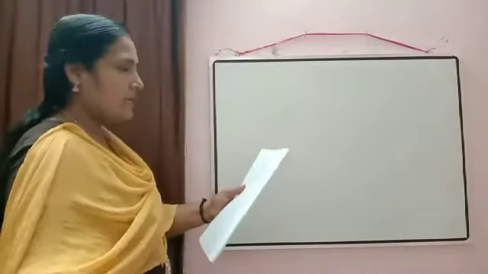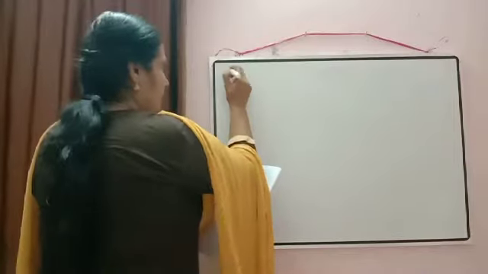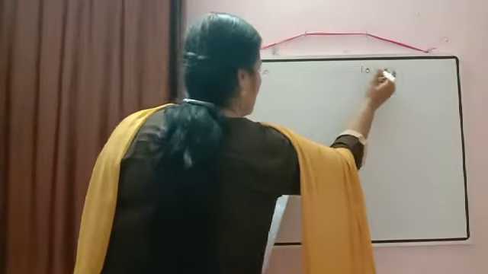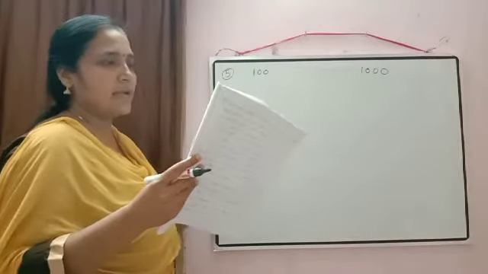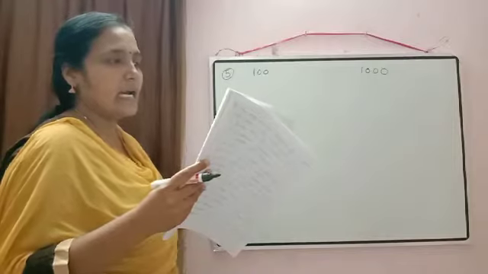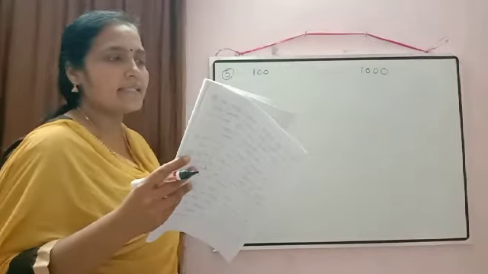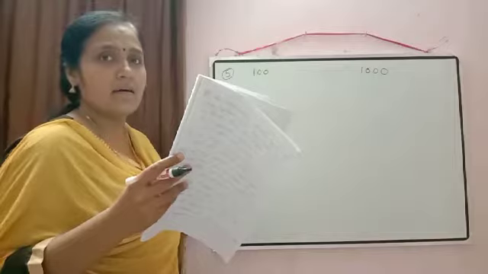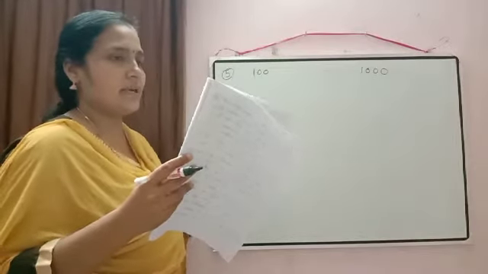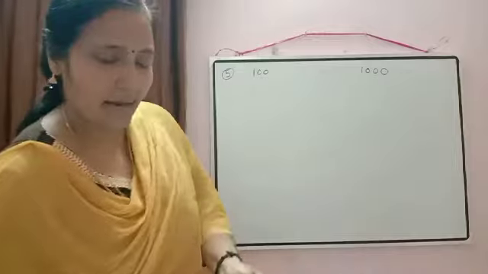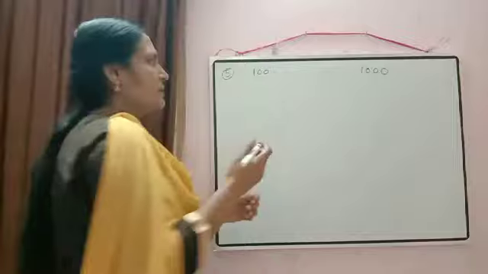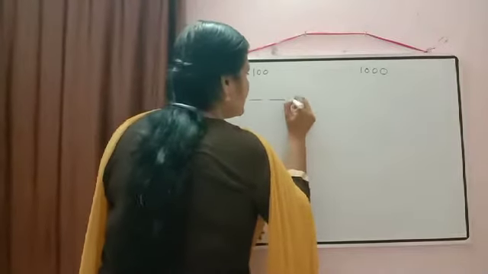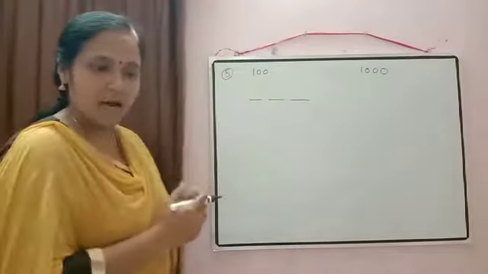Now, next question. It is written: how many numbers are there between 100 and 1000 in which all the digits are distinct? All the digits are distinct means repetition is not allowed. Now we want the numbers between 100 and 1000, which means which type of number? A 3-digit number only. So now we have to make a 3-digit number with all digits distinct.